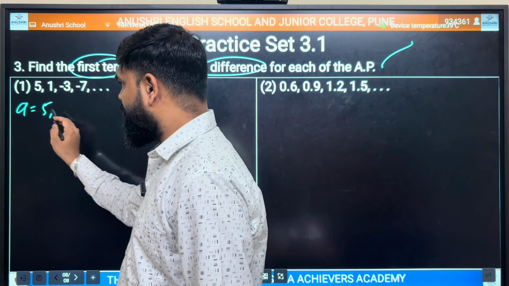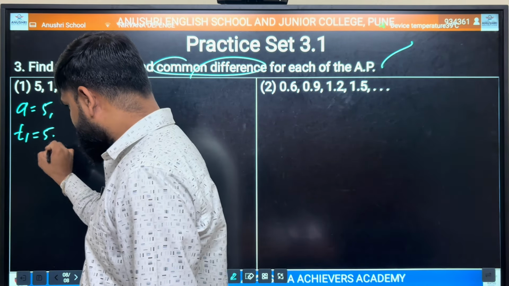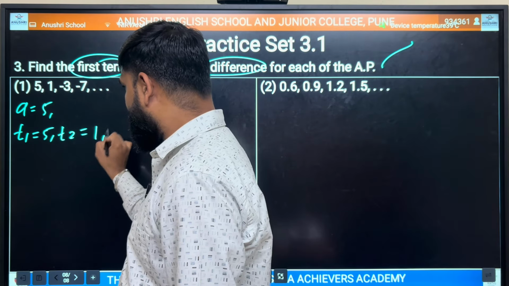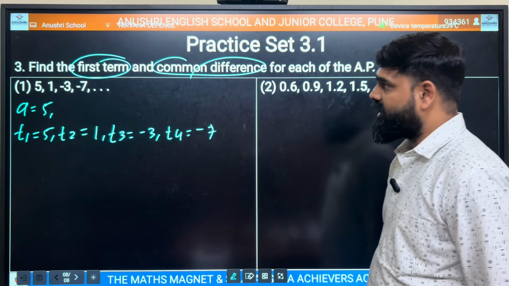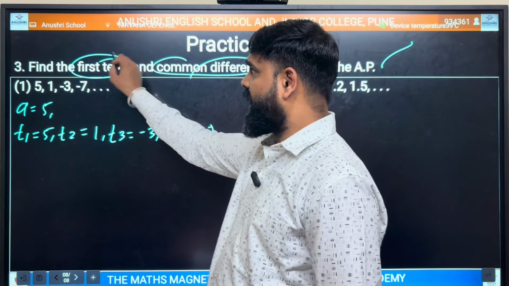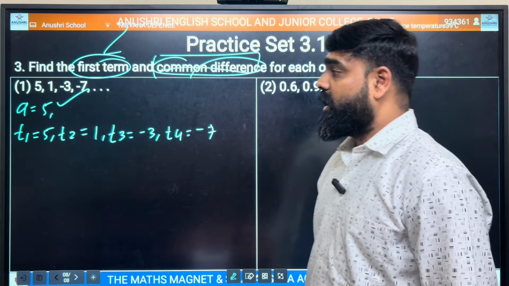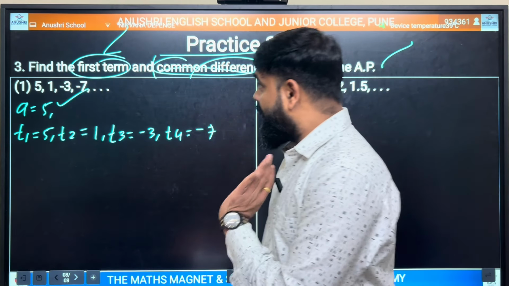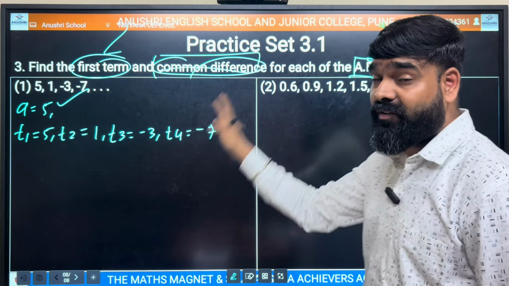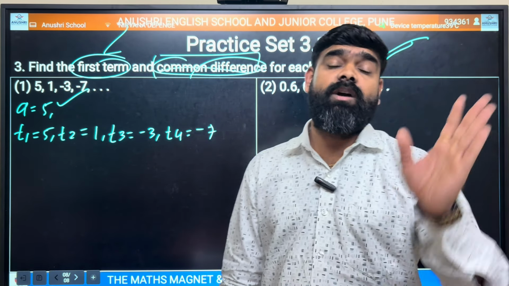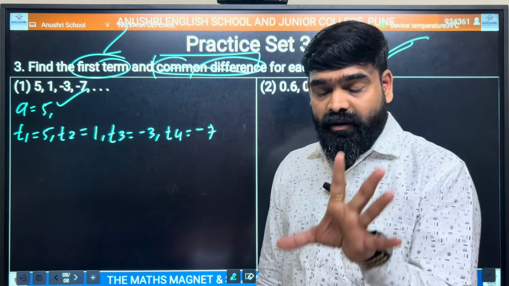And A is equal to A1 also, but T1 we have 5, T2 is equal to 1, T3 is equal to minus 3, and T4 is equal to minus 7. Okay, so these are the terms. So we have got the first term here, and now we have to find the common difference. So how to find the common difference in this question? Actually, we have the APs with us, which means the given questions are APs themselves. So we just have to find the common difference.